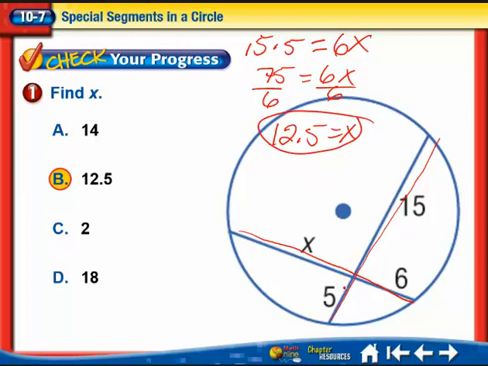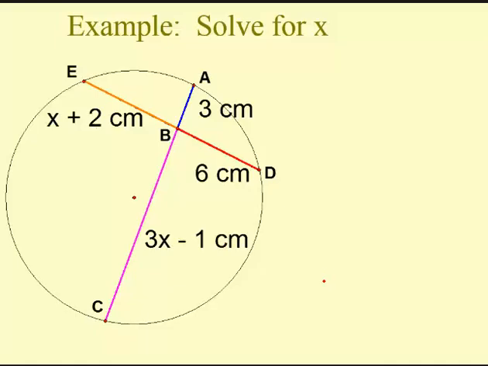Okay, simple enough. Again, you just have to remember the relationship. That's the hardest part about this chapter, is remembering all the different relationships. It's all just adding, subtracting, multiplying, and dividing. You just got to remember the relationships.